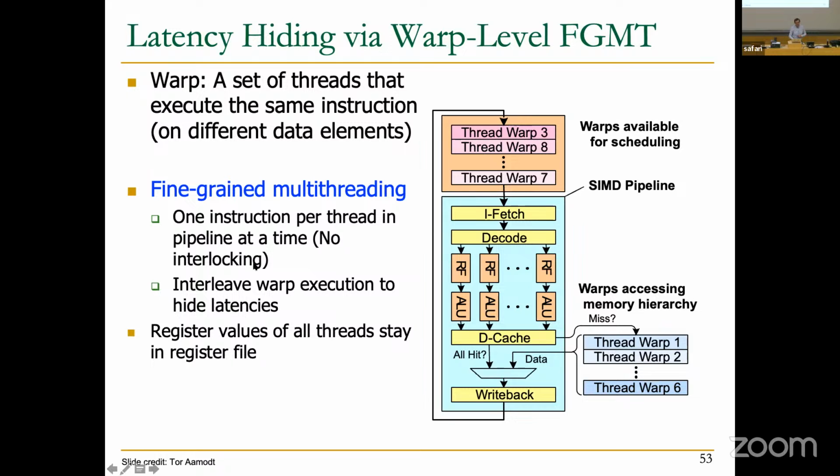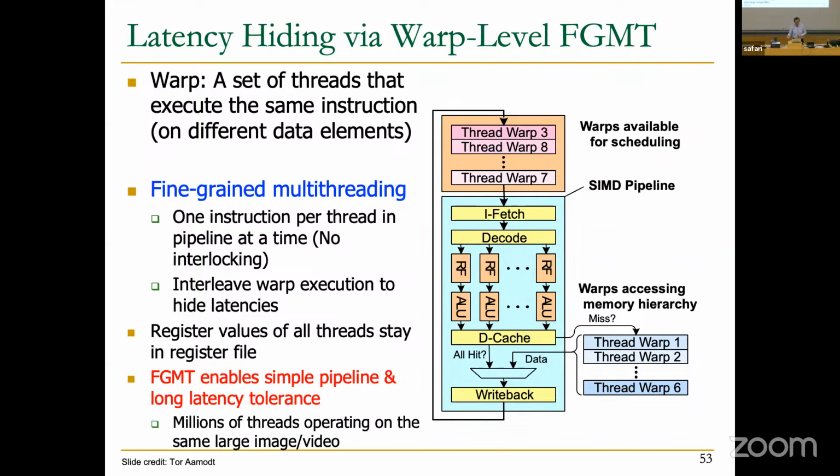So register values of all threads stay in the register file. We're going to talk about that. It's actually partitioned, like we have seen in vector processing. And fine-grained multi-threading enables two major things. One is simple pipeline, no dependency checking, as we have discussed. But of course, you need to figure out whether you need to wait for memory. And long latency tolerance, meaning you can have many, many warps. While one warp is waiting, another warp is executing. Right? Hopefully, not all warps are waiting. And this is why this is actually a great fit for graphics. You have millions of threads operating on the same large image and video doing the same operations.